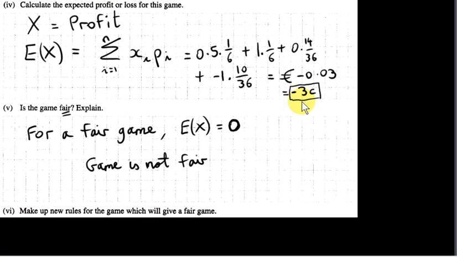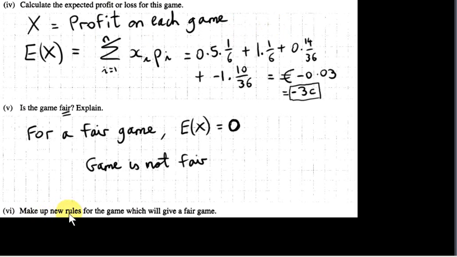So remember, it costs them 50 cent to play the game. So they will lose 3 cents. So after each game, on average, they will have 47 cent. So X is the profit on each game, where the game consists of throwing two of the dice, the two dice in the problem.